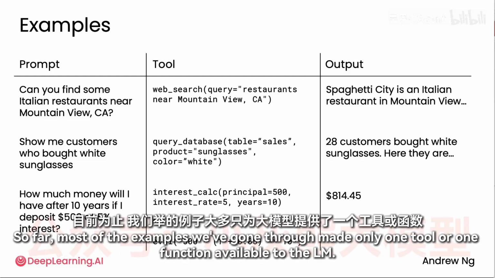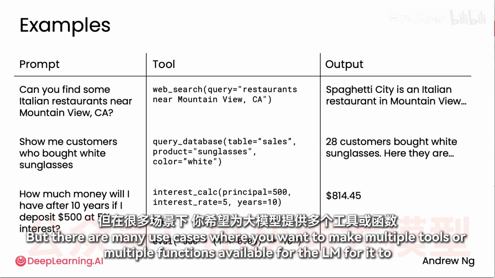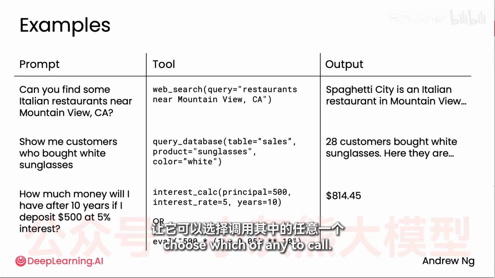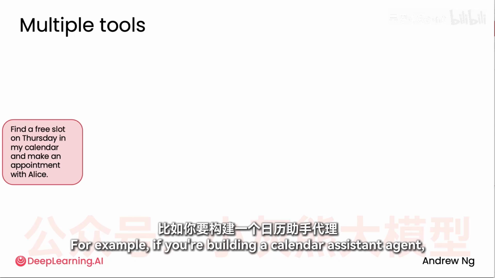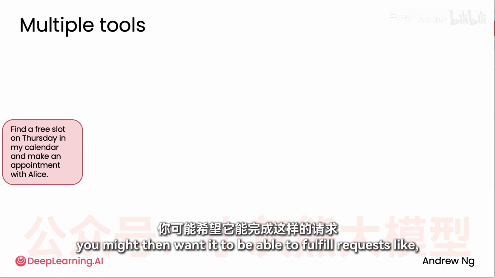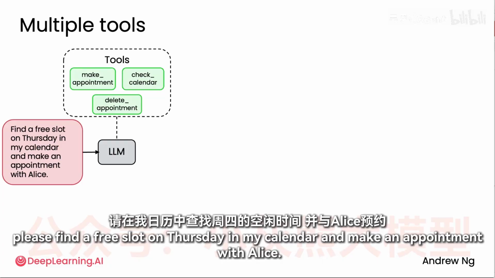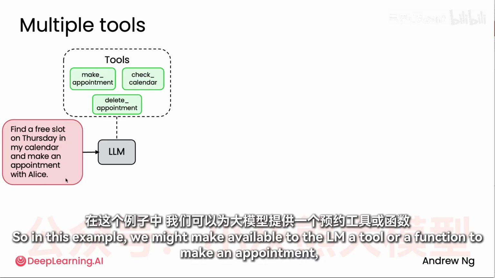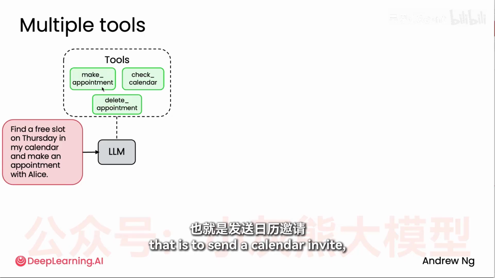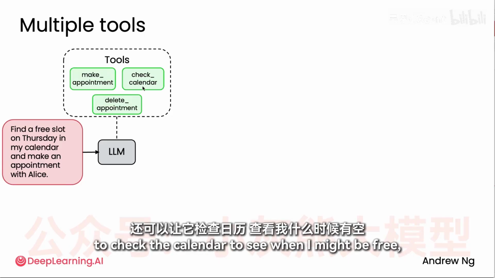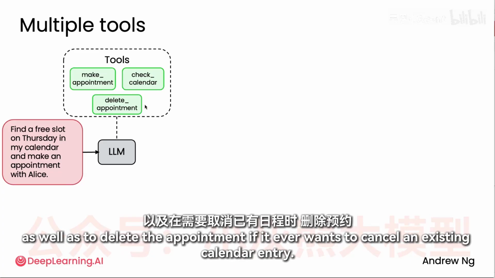So far, most of the examples we've gone through made only one tool or one function available to the LLM. But there are many use cases where you want to make multiple tools or multiple functions available for it to choose which, if any, to call. For example, if you're building a calendar assistant agent, you might want it to be able to fulfill requests like, please find a free slot on Thursday in my calendar and make an appointment with Alice. So in this example, we might make available to the LLM a tool or a function to make an appointment, that is to send a calendar invite, to check the calendar to see when I might be free, as well as to delete the appointment if it ever wants to cancel an existing calendar entry.